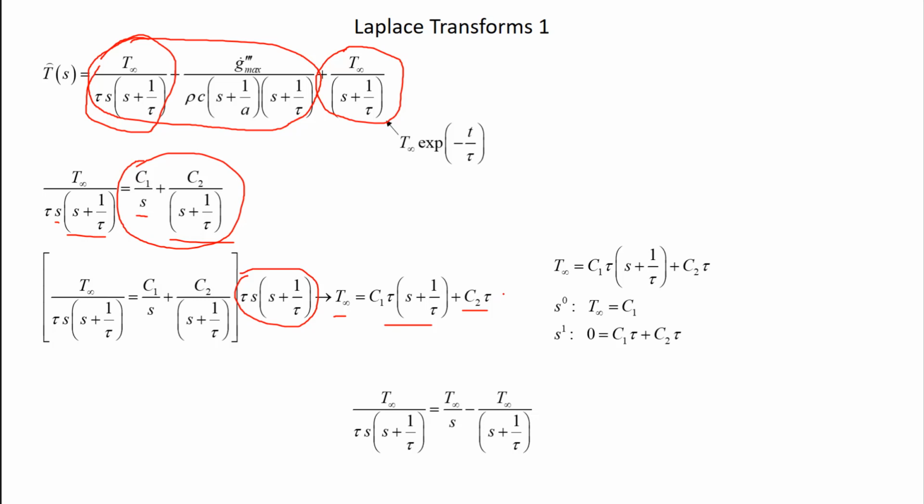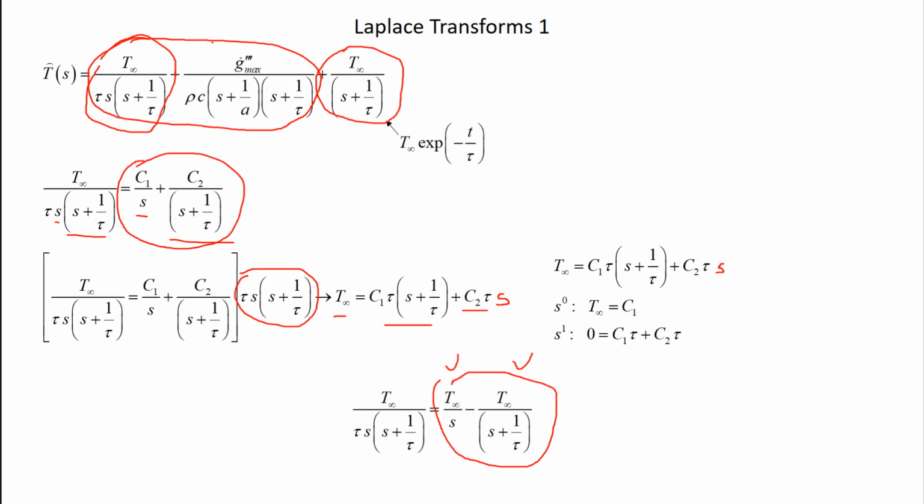There's an s missing here, I'm sorry. There's an s right here. So c2 times tau, right there. All right. And so this is pretty easy to solve then. This says c1 is minus c2, and c1 is T infinity. So this term here becomes this right here. And of course, the whole point of this is that that's easy to inverse Laplace transform. That's just a constant. This is easy to inverse Laplace transform. That's just going to be an exponential.